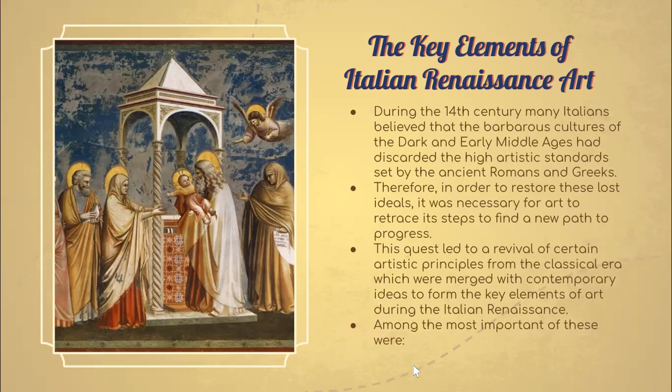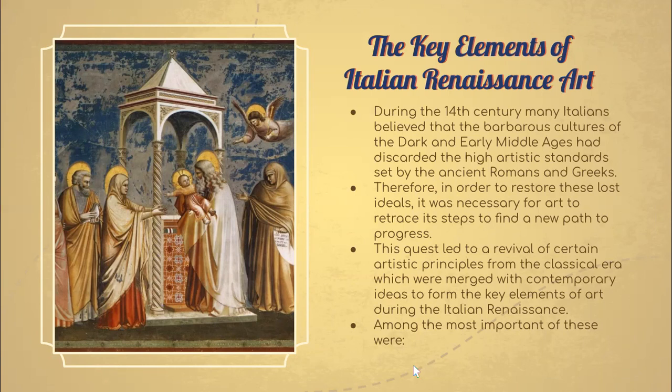During the 14th century, many Italians believed the barbarous cultures of the Dark and early Middle Ages had discarded the high artistic standards set by the ancient Romans and Greeks. So guys, there's this deep desire to kind of go back to how things were, especially with the Romans and Greeks and how they really tried to capture the naturalist and sort of humanist aspects of, say, the body, the natural world, what things look like in real life. This desire for realism, to really capture the essence of real life in a piece of art. That's what they really were craving.